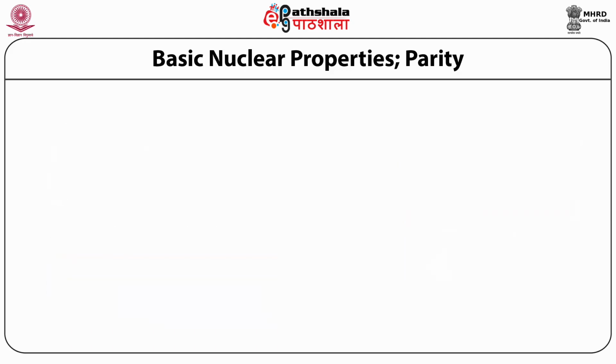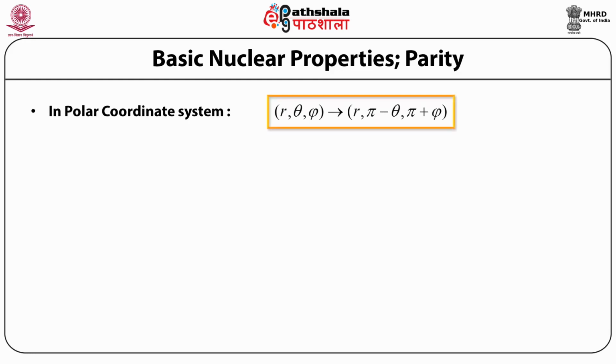Basic nuclear properties, parity. So in terms of polar coordinates, if we want to look at the parity, we find that when we change the values of r, theta and phi to r, pi minus theta and pi plus phi, if the wave function is changed, then we say that the nucleus has negative parity. But if the wave function remains unchanged, then we say that the nucleus has even parity.